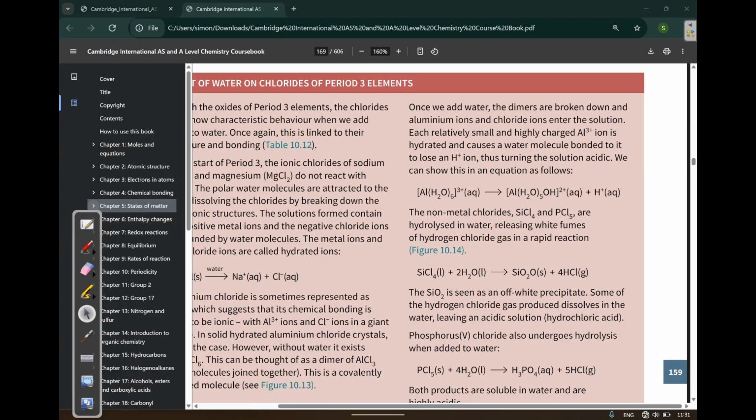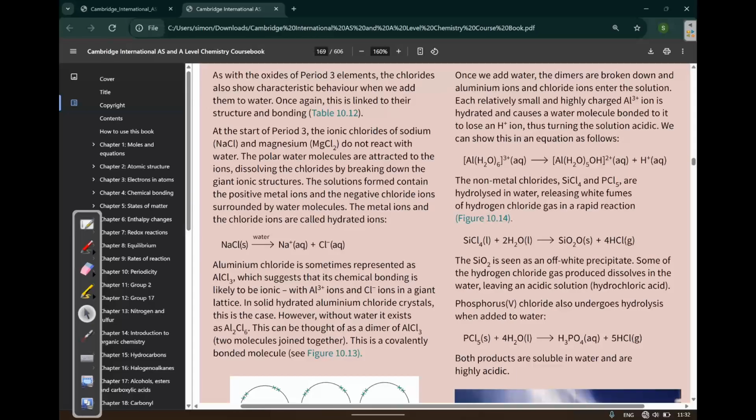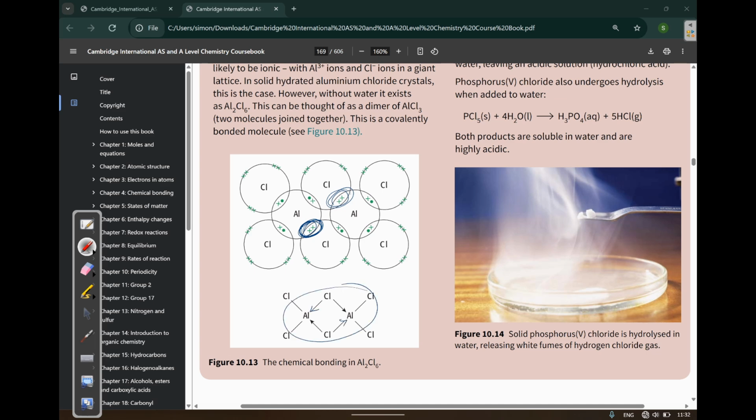So in my book here, there is something about the effect of water on chlorides of period 3 elements. Remember, this is the structure that we have just seen. You can see the pair of electrons shared by chlorine with aluminium here, which is coming only from chlorine. The same thing here, and then it can be represented like this. I can put this one here and then this one here. That's the one I used, so it doesn't matter.